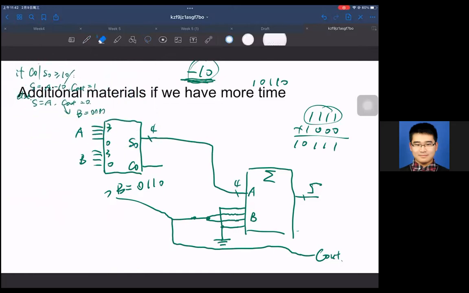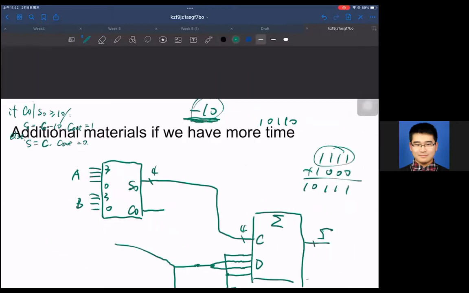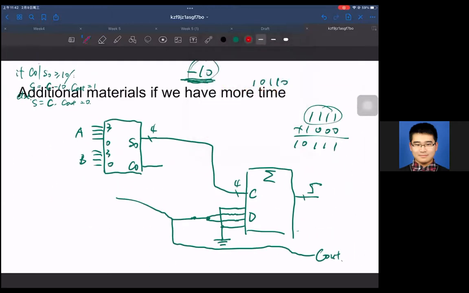Okay. And by the way, let's call them C and D to avoid confusion. C and D. So in this case, S equals C minus 10. In this case, it equals C. And the top case indicates we got D equals 0 1 1 0 based on the reasoning over here. Otherwise, D equals 0 0 0 0.